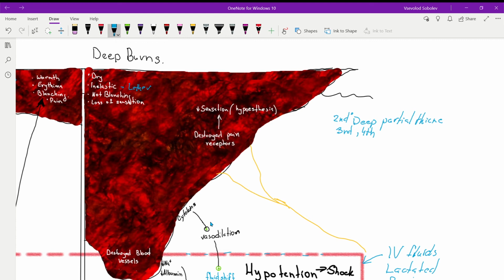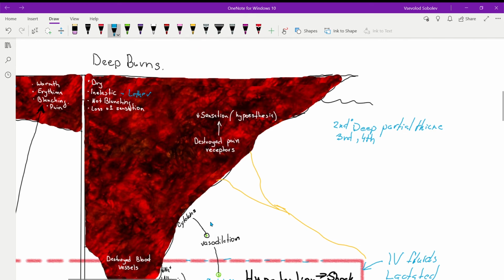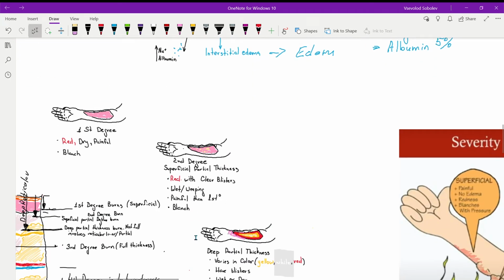No blanching, as again you press to see if you can push the blood out, and then the blood will return back into the area, and this will not occur because there's no blood vessel supplying that area. And loss of sensation, nerves are destroyed. Okay.